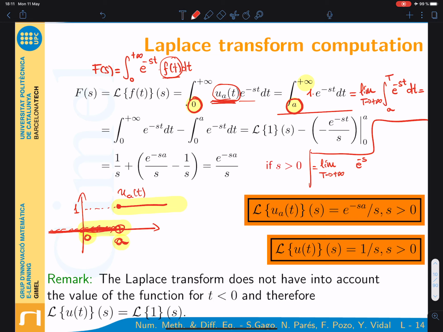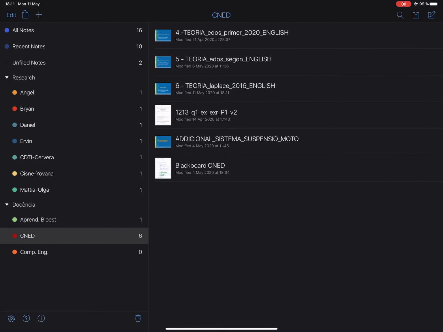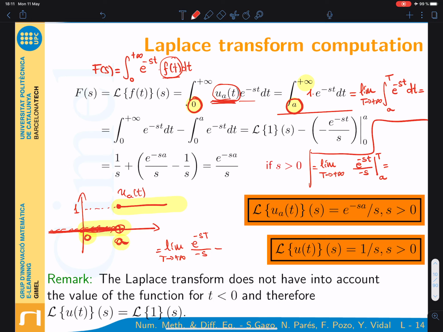This is an exponential, so the result is itself, but I need to divide by minus s, and I need to apply Barrow's rule between a and capital T. So this is equal to the limit when capital T goes to infinity of the exponential of minus s capital T divided by minus s, minus, and I'm applying Barrow's rule here, so minus this thing evaluated at t equals a. So minus with this other minus here is going to be a plus the exponential of minus s a divided by s.